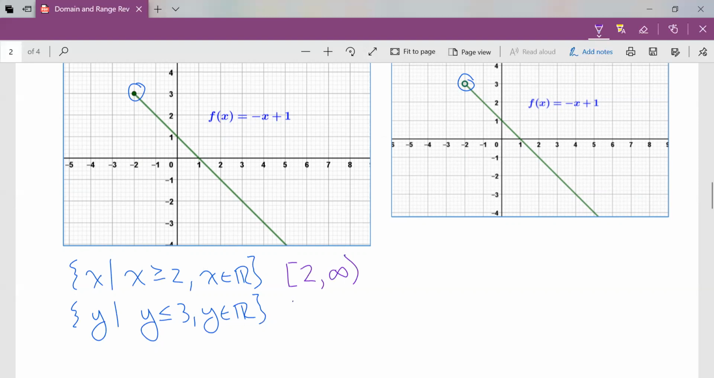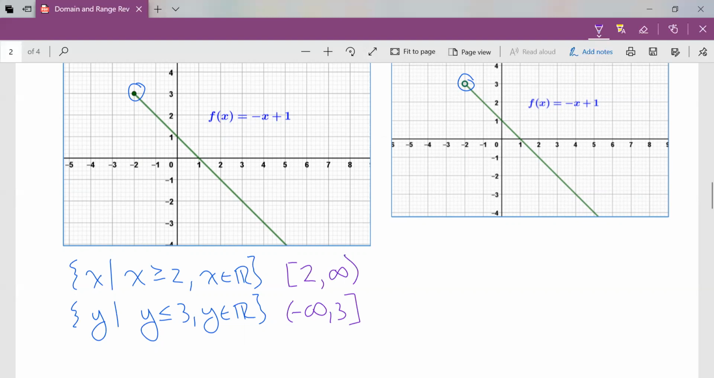So I go from small to big, -infinity to 3. So notice whenever we're writing range, when we start having values, we always go from small to big. Okay, so I like to again say from left to right, from bottom to top. Okay, and then we always write it in our notation the same way.